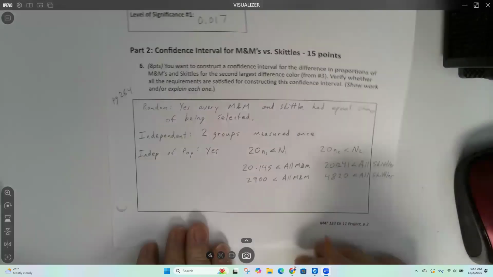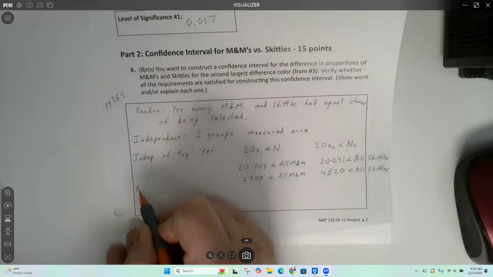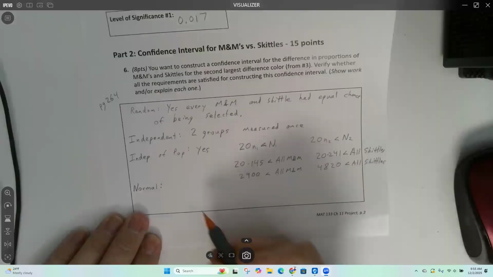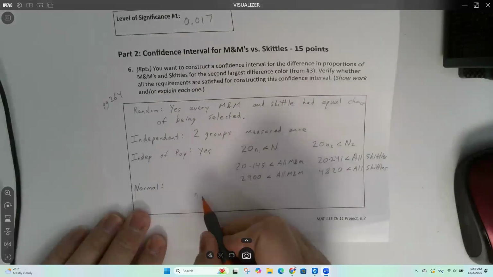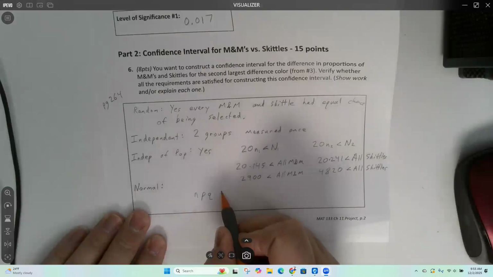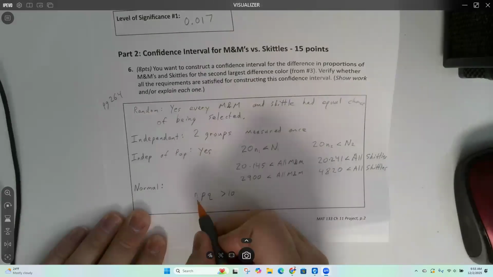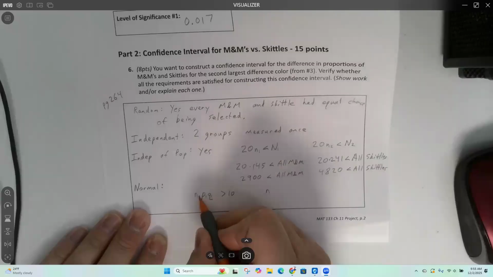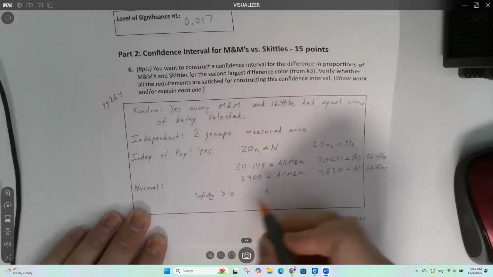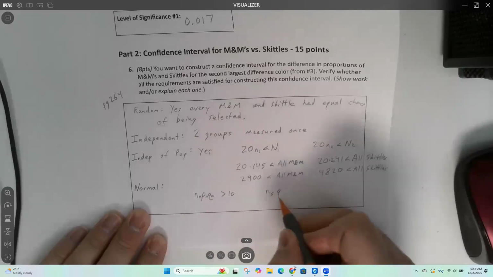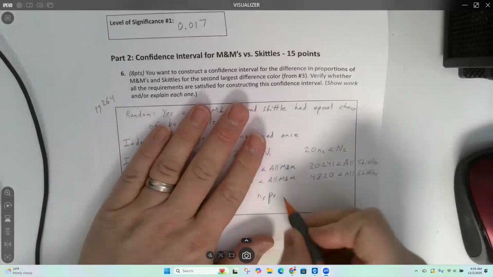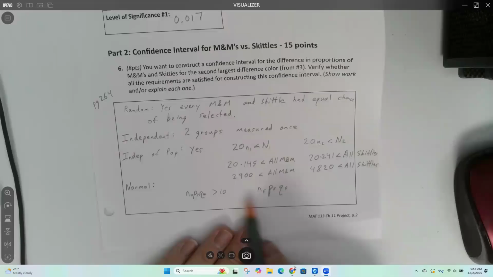All right. Next, I need to check that both these are coming from normal populations. So NPQ has to be greater than 10. And again, I'm going to check that for both samples. So you don't have to write 1 if you don't want. You could write M for M&Ms, and then N, S, P for Skittles, and Q for Skittles. Okay. I mean, you could just write NPQ.